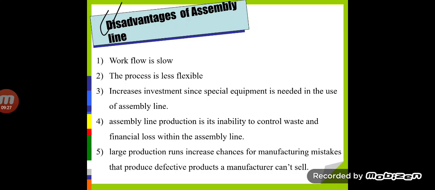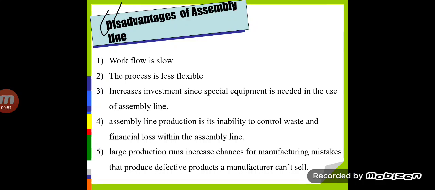Third point of the disadvantages is increased investment, since special equipment is needed in the use of assembly line. Here we are using the latest technology, automated machinery, so that requires lots of investment. So we can say that investment is very high in the assembly line process. It is a disadvantage.